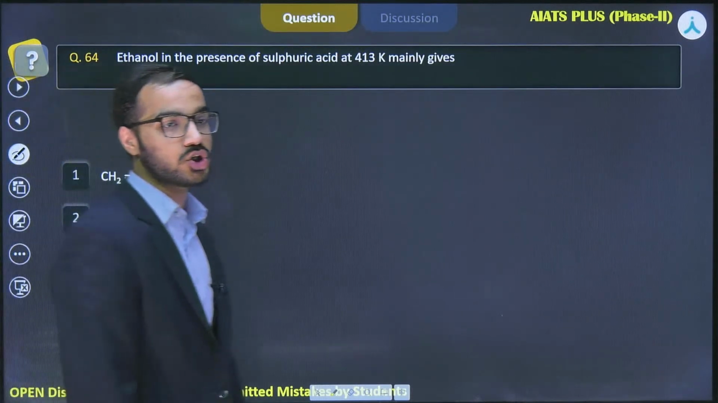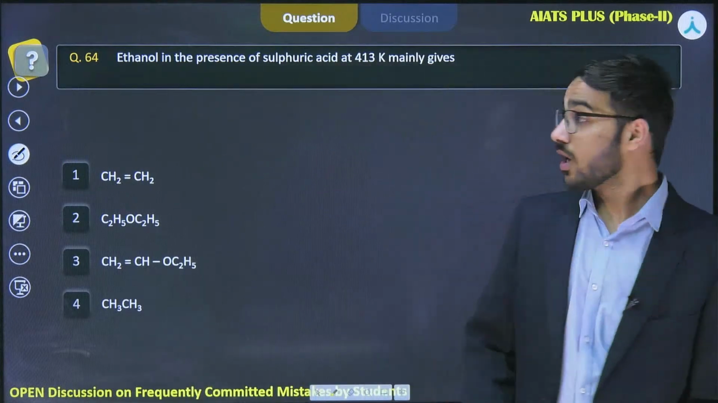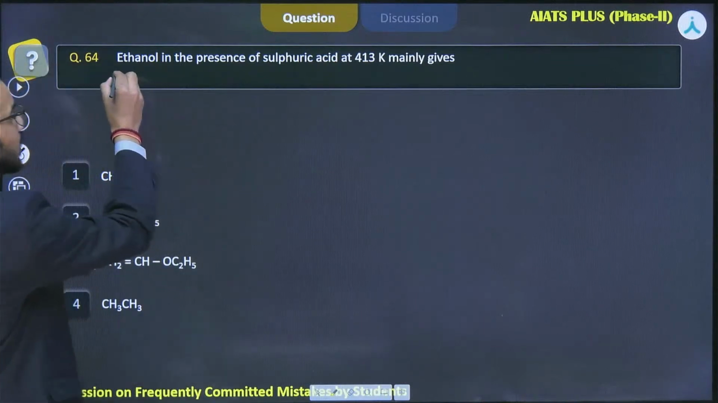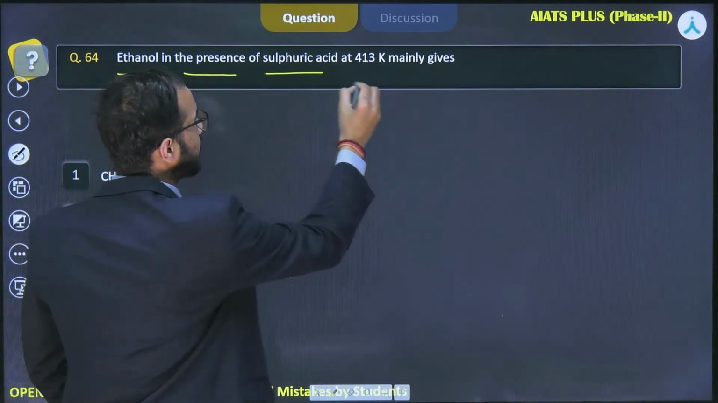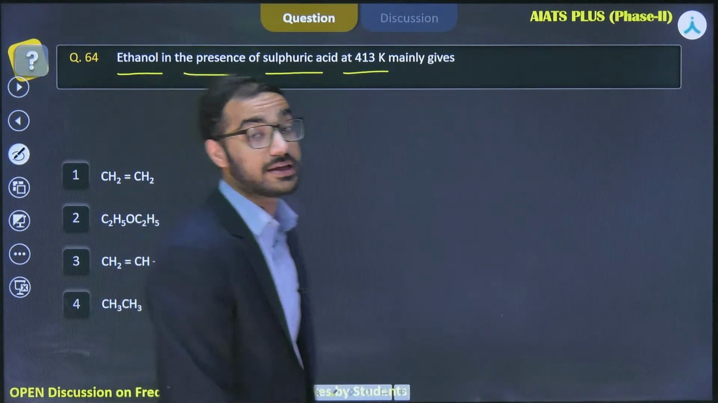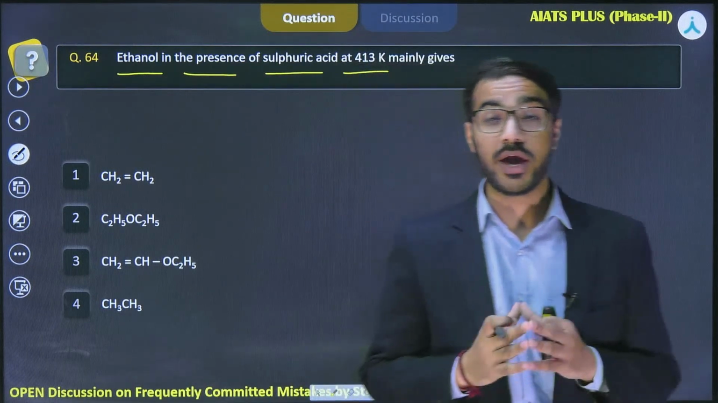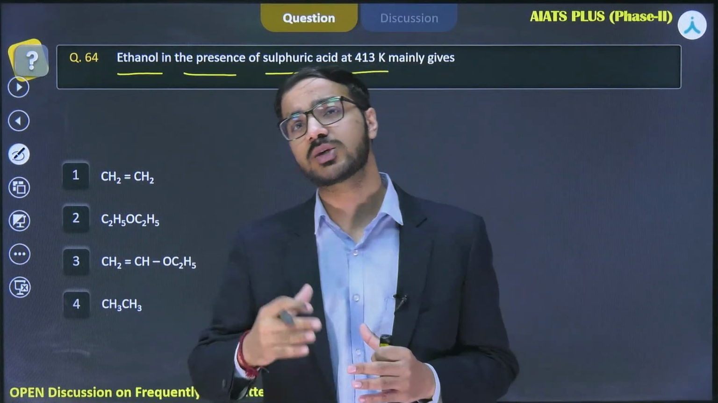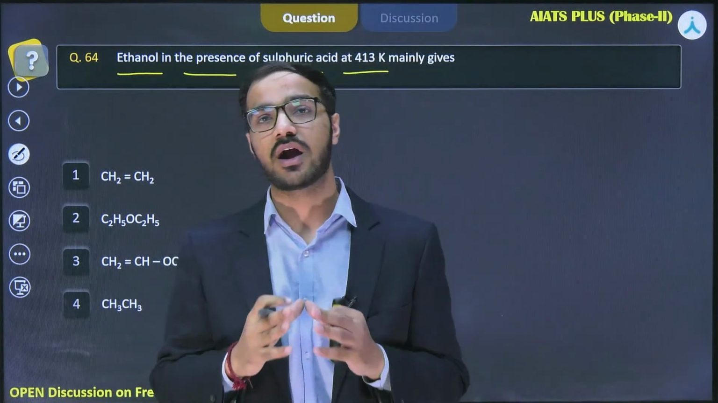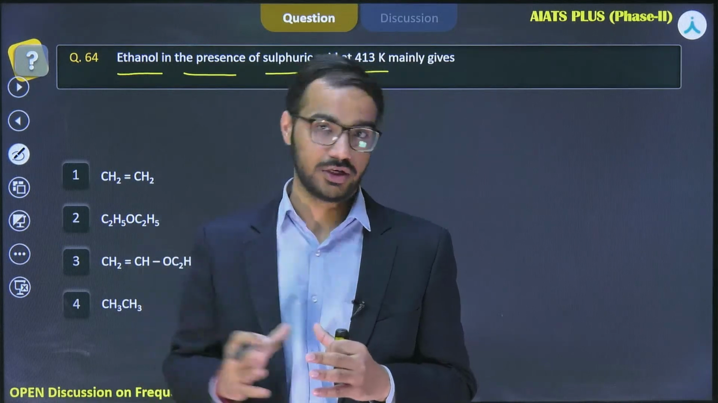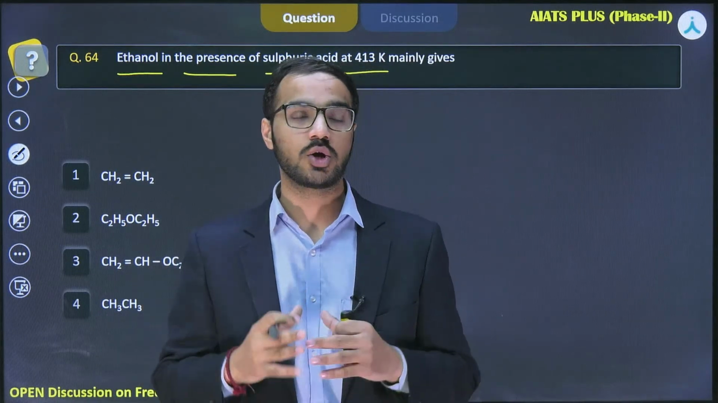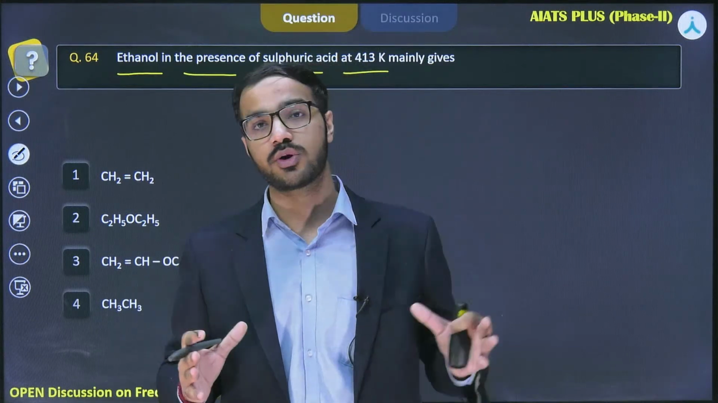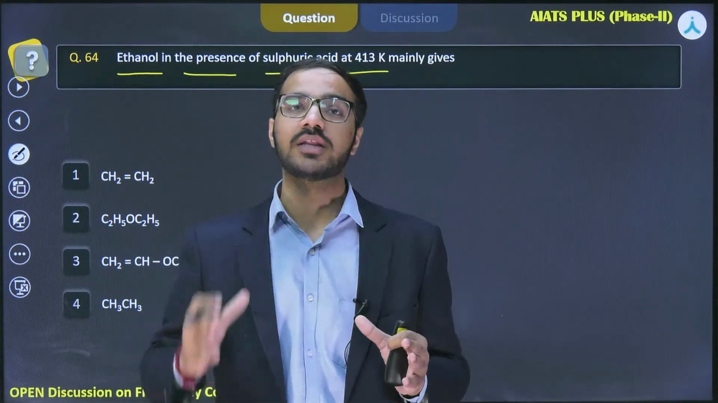We have question number 64. As per this question, ethanol in the presence of sulfuric acid at 413 Kelvin mainly gives what? This is a very important concept. In this reaction, ethanol with sulfuric acid is simply a temperature dependent reaction. We will go into as much depth as possible so that you are aware of which product will be formed at which temperature and the reason behind it.